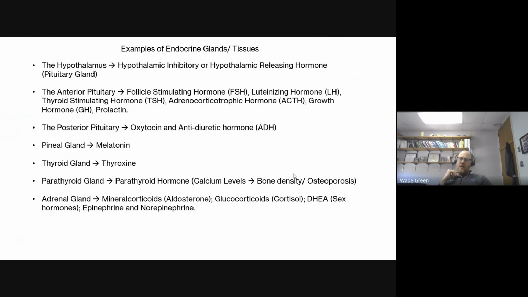Okay, so from the adrenal gland, we have different steroids that are secreted. We have our corticoids like aldosterone, glucocorticoids like cortisol, and then our sex hormones, DHEA, and then we have epinephrine and norepinephrine as well.